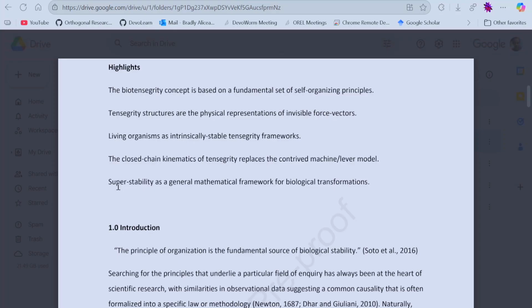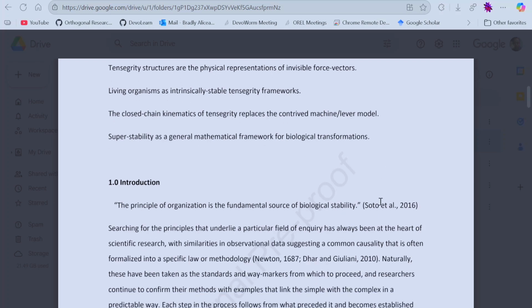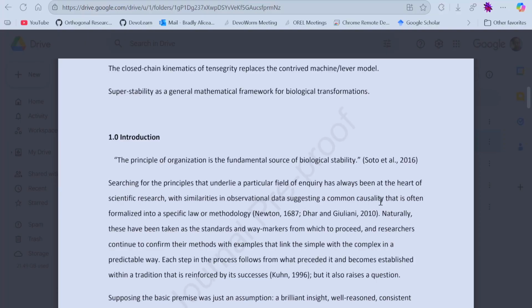And then finally, superstability as a general mathematical framework can be done, and this can be biologically plausible and model biological transformations. And so they basically have this quote here: the principle of organization is the fundamental source of biological stability, which is an interesting quote because it basically suggests that you have to have some sort of stable structure for biological organization to occur.